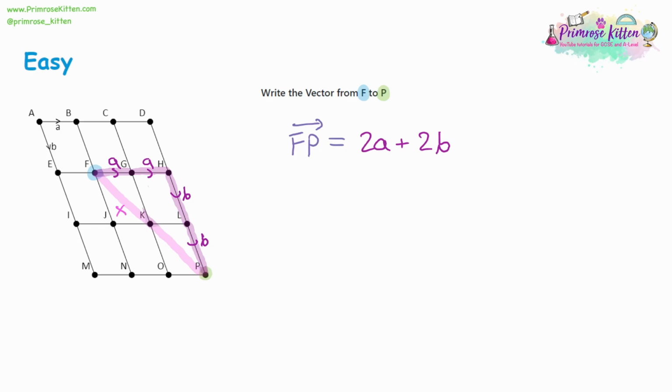And this is what happens with vectors. No matter which direction you go, as long as you start and finish in the correct place, and you follow the routes of established vectors like A and B, you will always get the same answer.